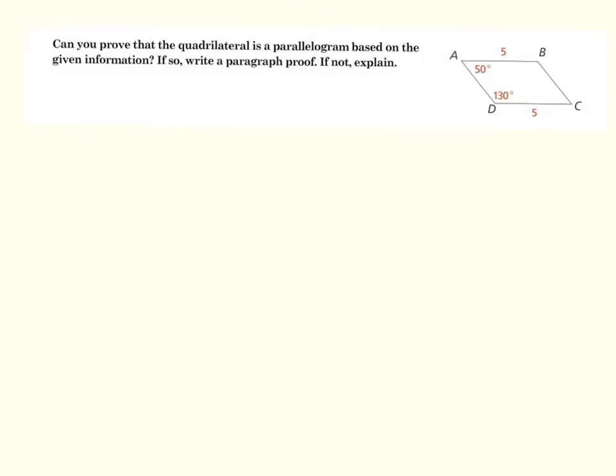Okay, your second example says, can you prove that the quadrilateral is a parallelogram based on the given information? If so, write a paragraph proof. If not, explain. Remember the 5 different theorems that I gave you earlier. Those will be helpful in this problem. I'm going to go ahead and show you the answer, and I'm going to talk about it. So let's go ahead and add that in there.